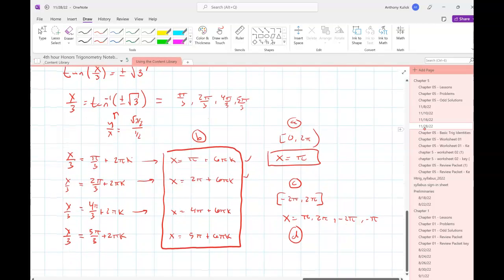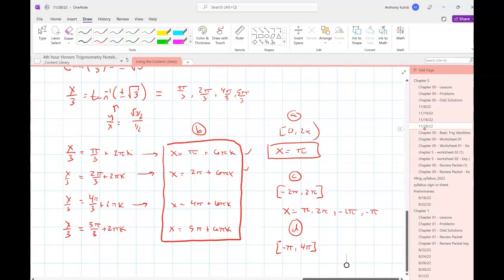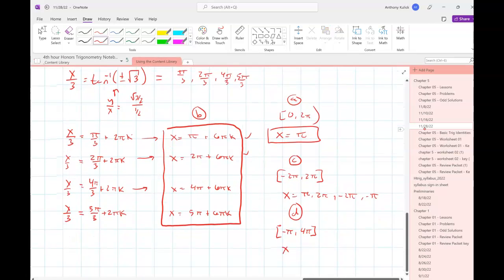And then D is, what is that, negative pi to 4 pi or something? Is that what it was? Yeah. Are those both bracketed also, or is there a parenthesis on one of those? There's a parenthesis on the 4 pi. Okay. Thank you. All right.